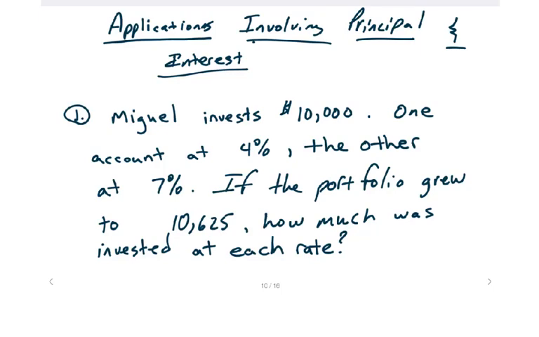We're in Math 0314. We're going to be talking about applications involving percent in principal and interest. So let's see here. Miguel invests $10,000, one account at 4%, the other at 7%. If the portfolio grew to $10,625, how much was invested at each rate?